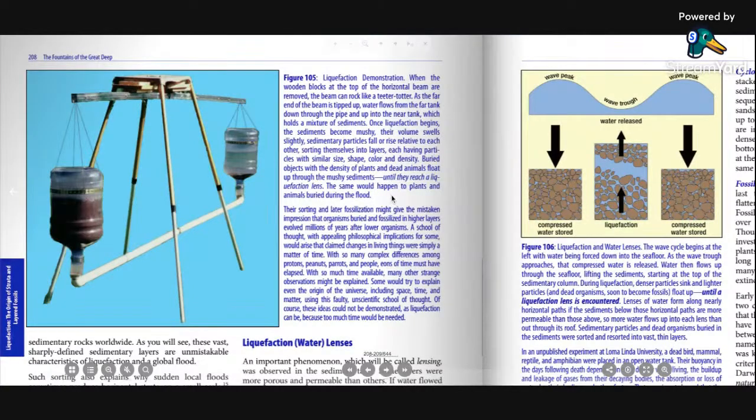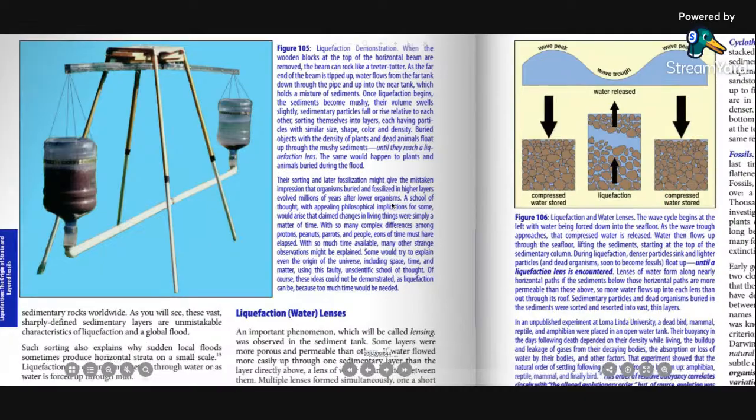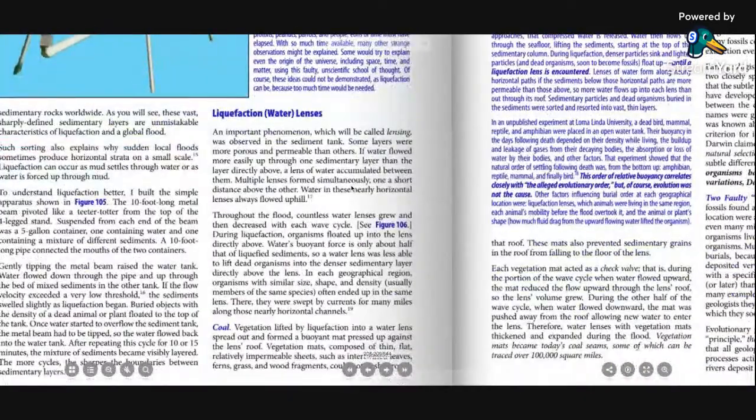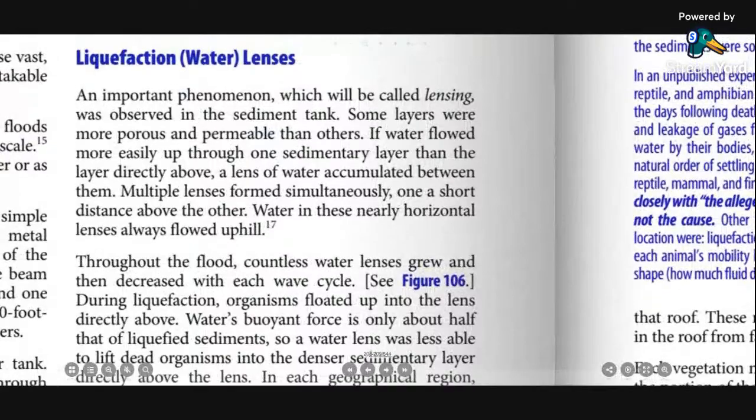Walt Brown, on page 208, Liquefaction, water lenses. An important phenomenon, which will be called lensing, was observed in the sediment tank. Some layers were more porous and permeable than others. If water flowed more easily up through one sedimentary layer than the layer directly above, a lens of water accumulated between them. Multiple lensing formed simultaneously, one a short distance above the other.